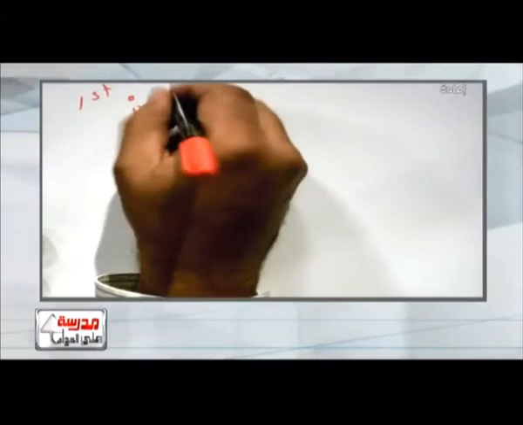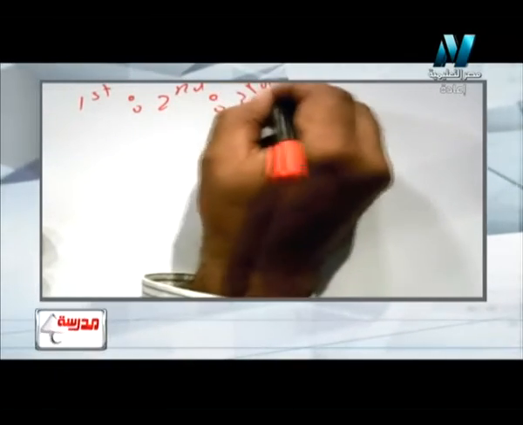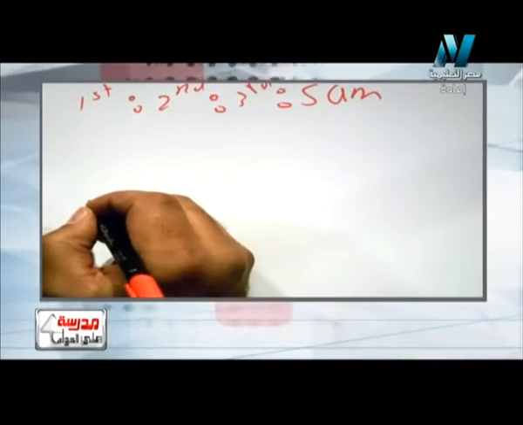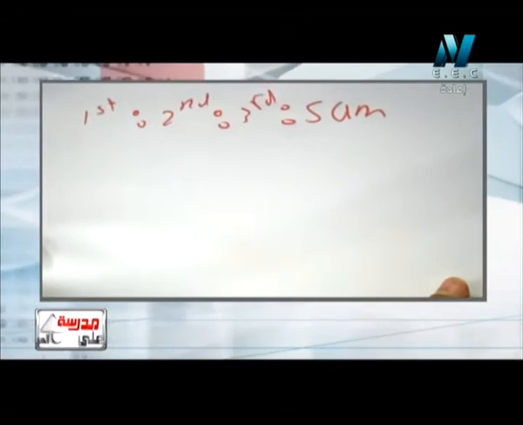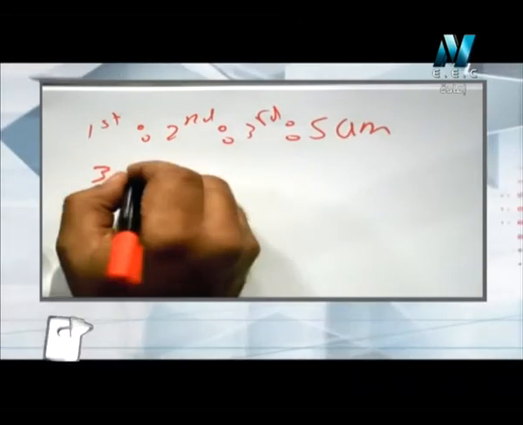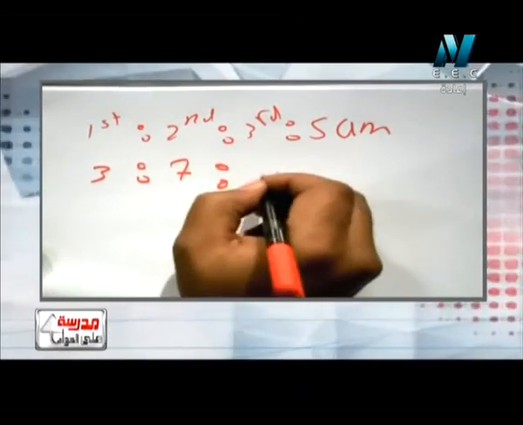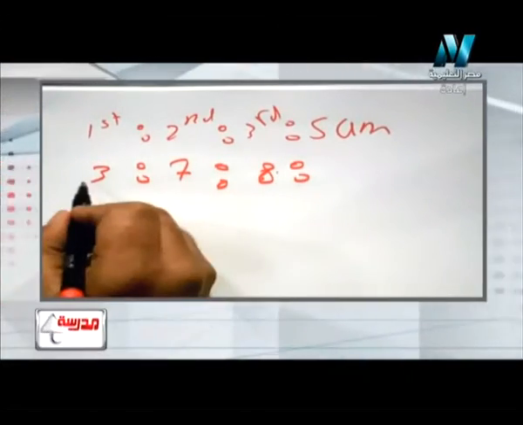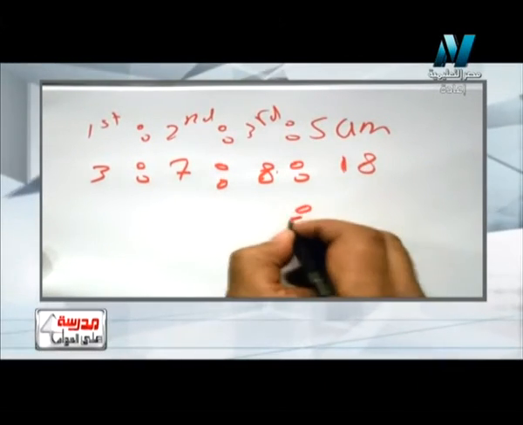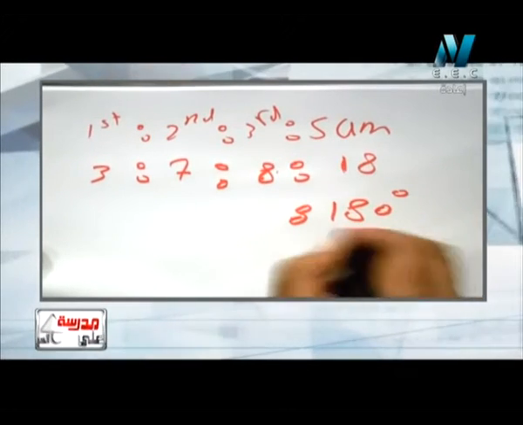It's so easy to solve this problem now. As usual, first to second to third to what? To sum. Again, first to second to third to sum. We have the ratio 3 to 7 to 8. Just add them, find the sum of them. 3 plus 7 equals 10, plus 8 equals 18. Excellent. We write 180 degrees in this place.